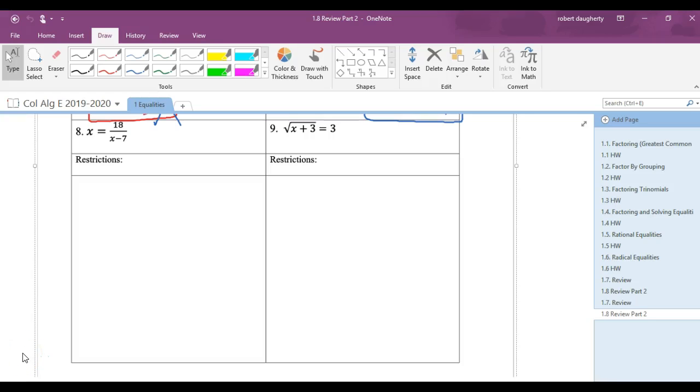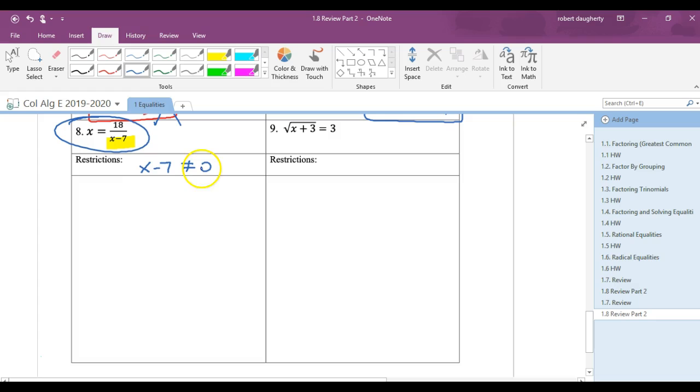Okay, let's finish up this review. We look at the next problem. This is a rational equation. Rational because I have a fraction. So my concern when I see a rational is I look at the denominator. I cannot divide by 0, so x minus 7 cannot be 0, which means x cannot be 7.